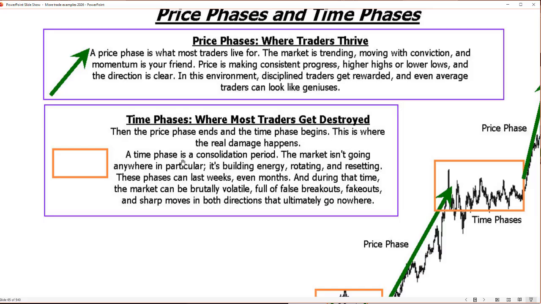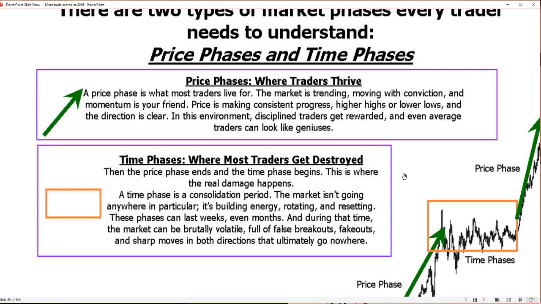A time phase is a consolidation period. The market isn't going anywhere in particular. It's building energy, rotating, and also resetting. These phases can last weeks, even months. And during that time, the market can be brutally volatile, full of false breakouts, fakeouts, and even sharp moves in both directions that ultimately go nowhere.